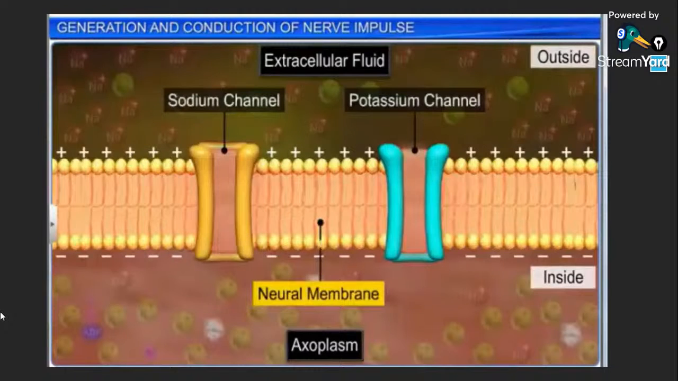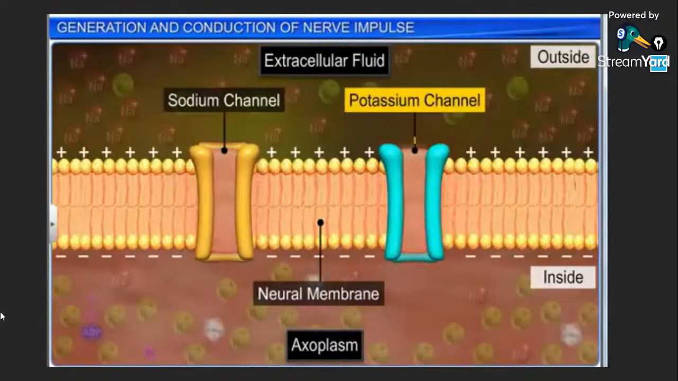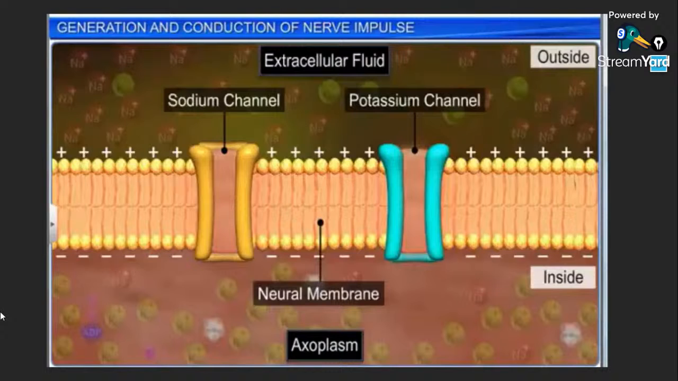The neural membrane has sodium and potassium ion channels. So mainly we are going to look first of all at the sodium channel and the potassium channel, along with the sodium potassium pump also there. These channels open or close according to the electric potential across the membrane.